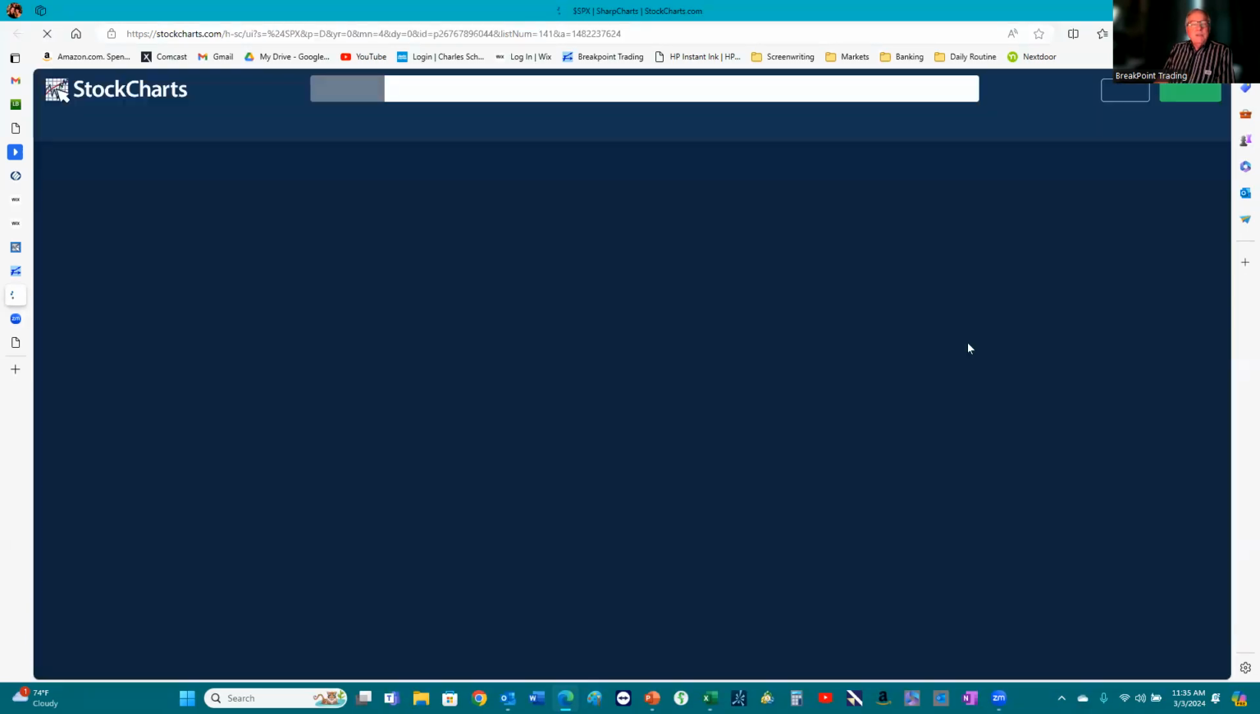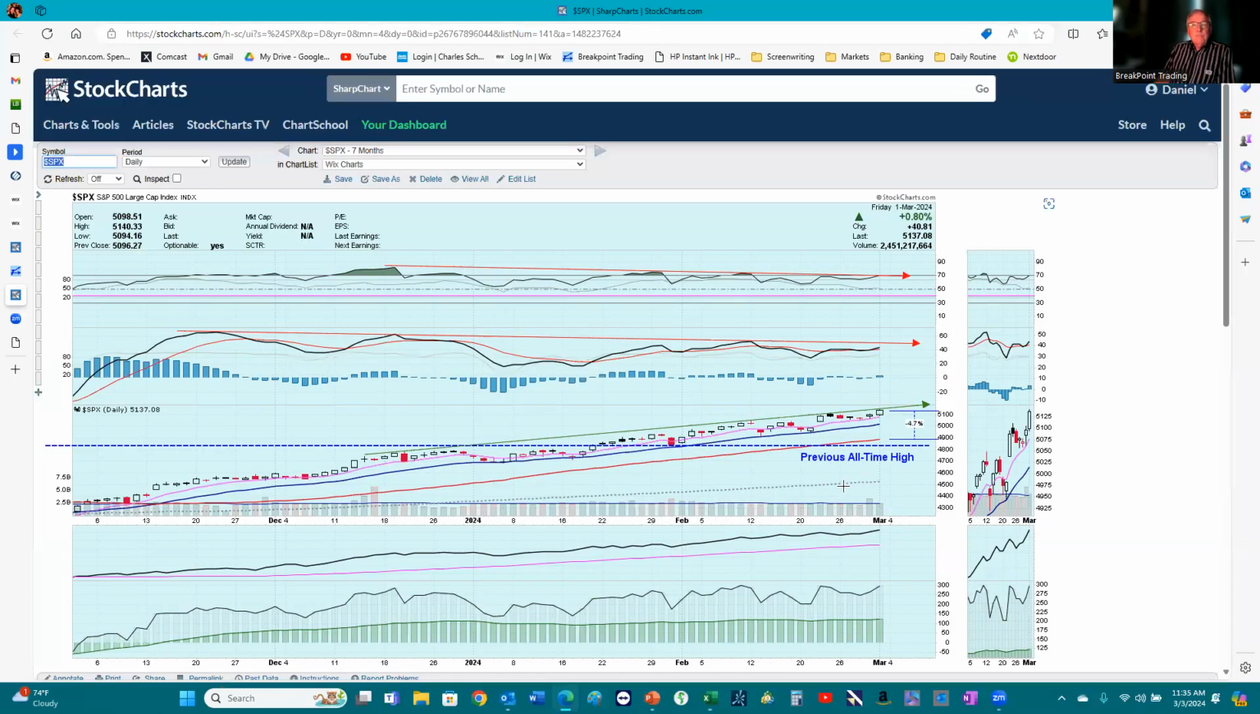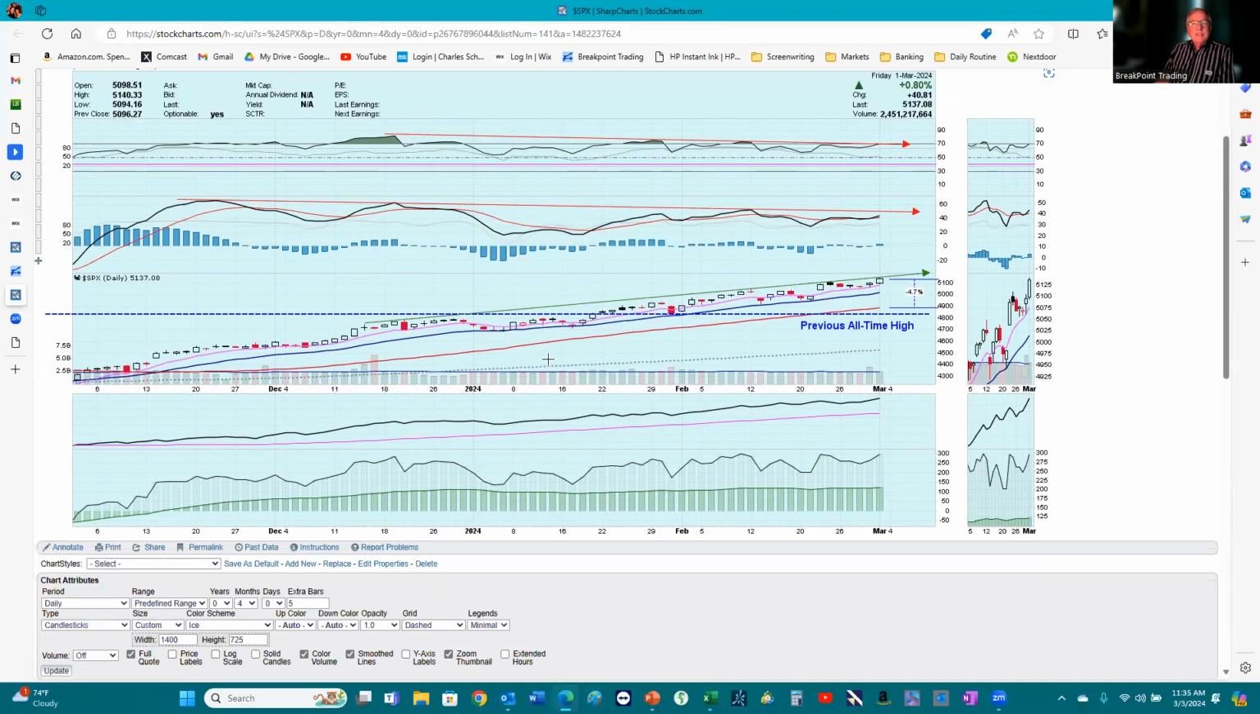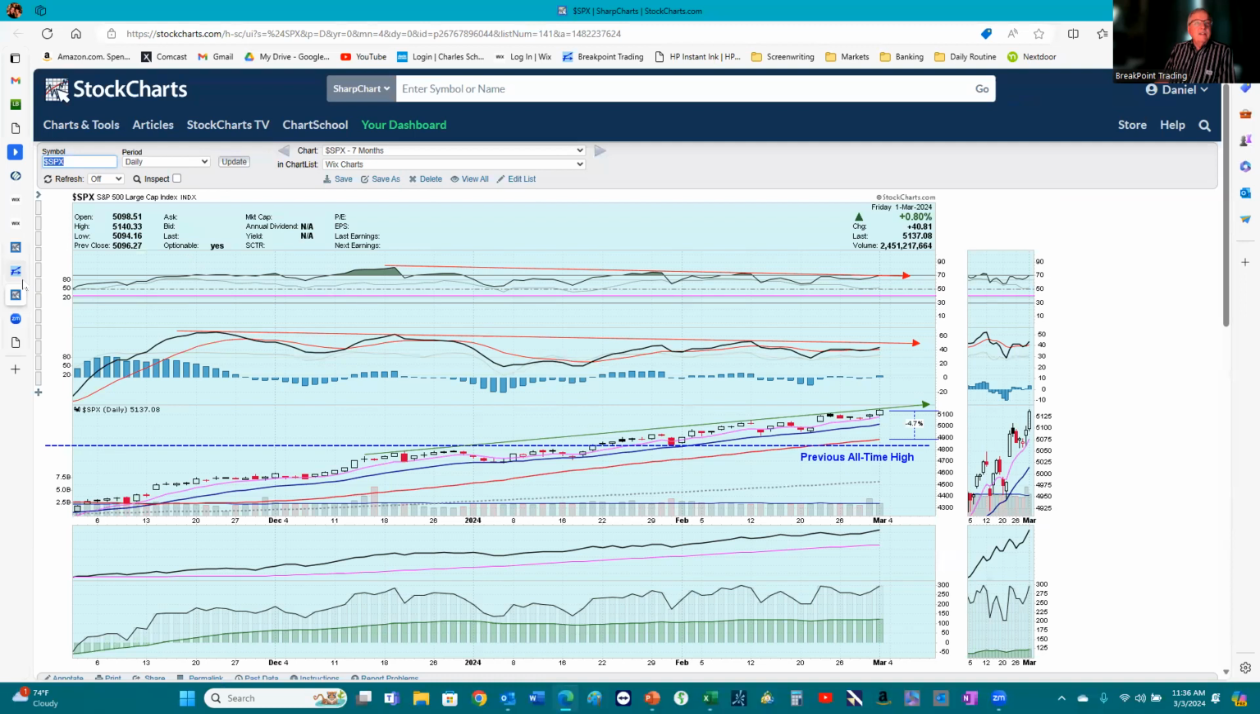But let's look at the S&P real quick. So here's the previous all-time high. The S&P has continued to hit higher highs, as it did again on Friday, made it right up to this trend line. So we'll see if it holds there or breaks through it. We still have this negative divergence in play on the momentum indicators. And I've talked about that for quite a while. Talked about that in the newsletter. I'll show you that in a second as well, but it still exists there right now.